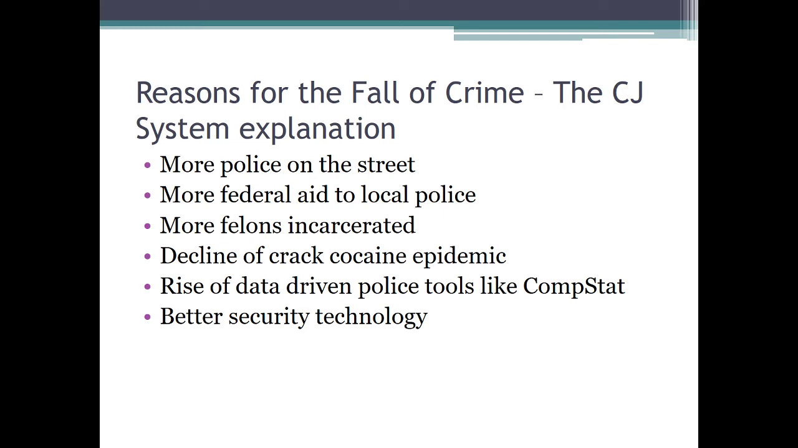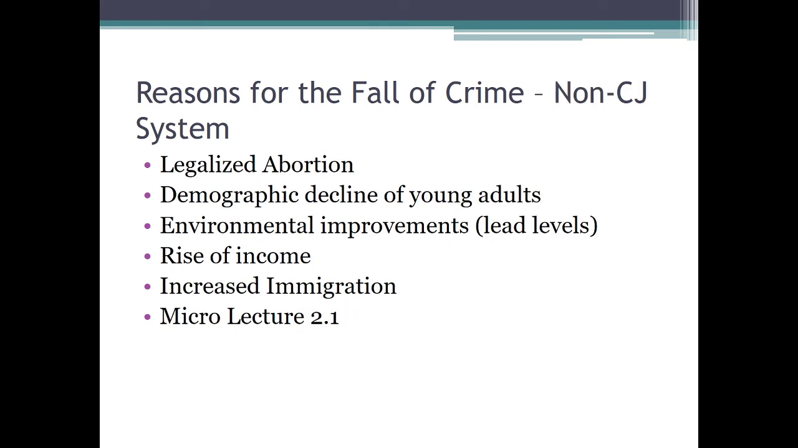Now, the better data-driven is more interesting. I think that's got a little bit more to it. I think CompStat and the deployment of certain technologies really have begun to take a bite out of crime. So some of these things are going to be a little bit controversial, and this is really micro lecture 2, but these are some reasons why crime might have fallen between the 1980s and the 2000s, some of which might be a surprise to you.